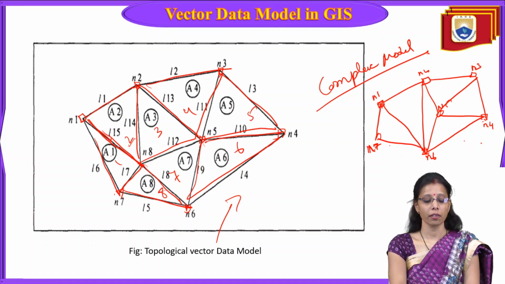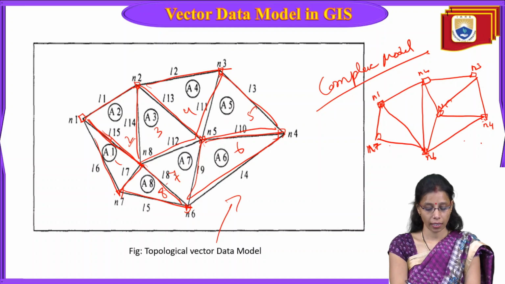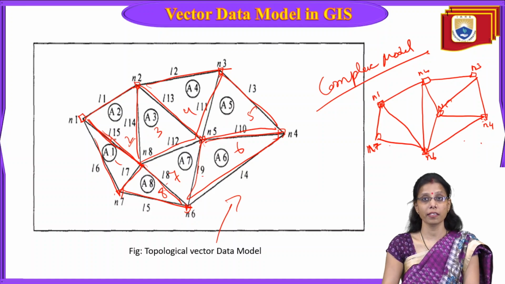Now if you see line 1, line 2, line 3, line 4, line 5, line 6. Where is line 7? Line 7 is here, and you have line 8 here, line 9 here, line 10, 11, 12, 13, 14, 15. So these many lines are there.